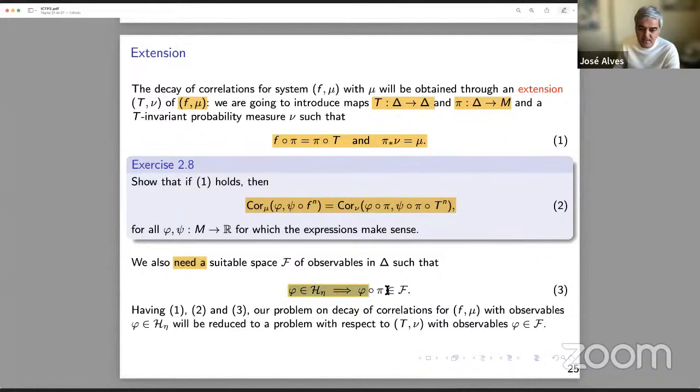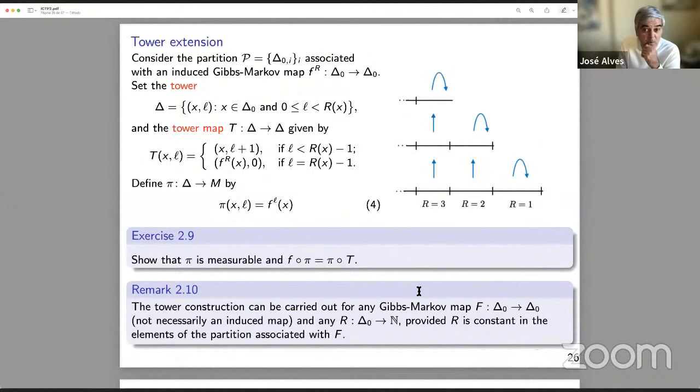So, as I said, we are going to obtain decay of correlations for Holder observables, phi and psi. In our case, psi will be an essentially bounded observable. And so we need these three objects: the space, the transformation and the space, also the projection, and the good set of observables, this set F. Okay, so we have already constructed this, the tower construction.